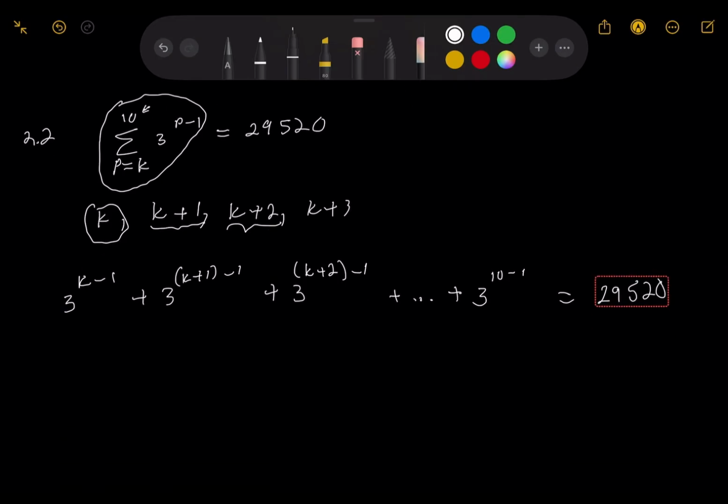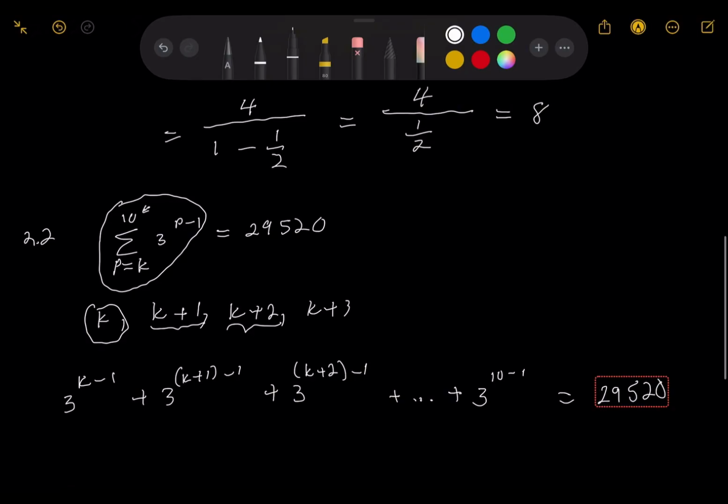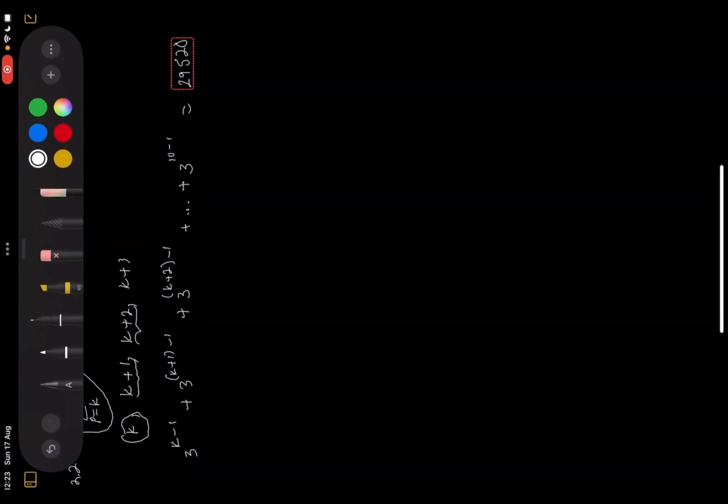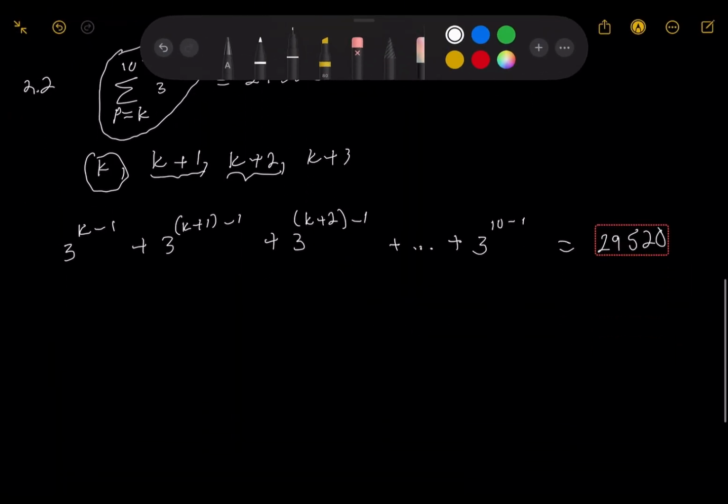now let's just clean up a bit. We'll be getting 3 to the power k minus 1, plus 3 to the power k plus 1 minus 1, which is simply 3 to the power k, plus 3 to the power k plus 2 minus 1, which is simply 3 to the power k plus 1. And then you have it, right, 3 to the power 9.